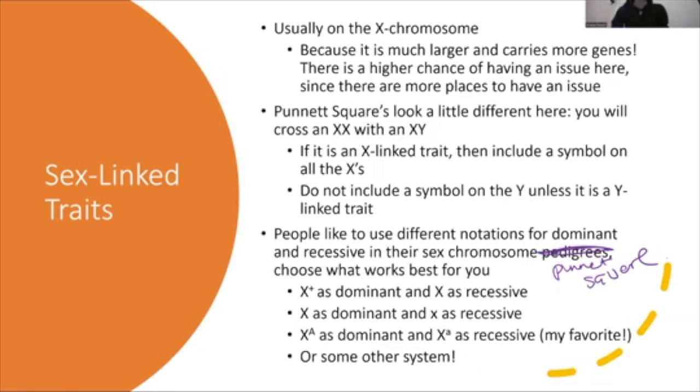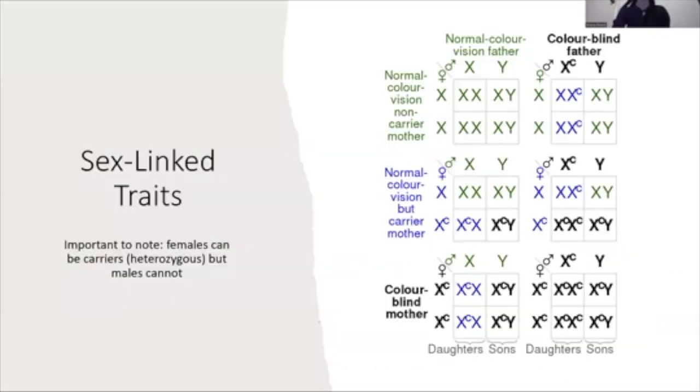Some people like to use a little plus sign to show dominant and no symbol for recessive. Some like to do a big X for dominant and a little x for recessive, which I wouldn't recommend because it can get confusing if they're kind of the same size, since it's the same exact symbol. This third one is what I like to use. I like to say a big A would be the dominant, and I put it on the X to show it's X-linked, and a little a shows recessive. Or some other system. We're going to look at a picture in a second that uses another system. Just choose what works for you on the exam and stuff like that.